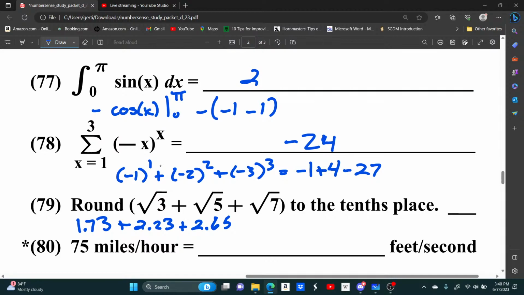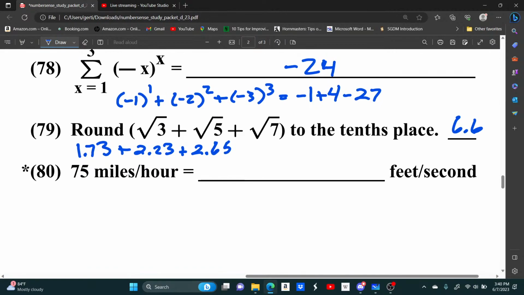Alright, so if I add all these together, 1.73 plus 2.23 gives you 3.96, which is basically 4. And then 4 plus 2.65 gives you 6.65. And then subtract that 0.04 that we had from before, so 6.61. And so to the 10th place, that's just going to be 6.6. I really wish that there was an easier way of doing ones like 79, but I've yet to figure a way out.